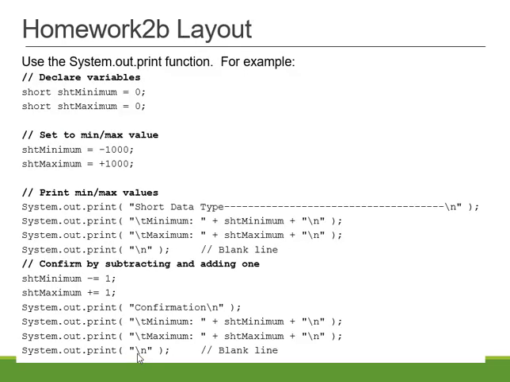So let's look at this example here. You are going to declare your variables. You're going to set a minimum, set a maximum value, and then you're going to do a print of the minimum and maximum values. And notice how I have these lines here. So when we start out, we're going to have the min and max, and then you're going to confirm by adding and subtracting 1. And right here, you're going to print them out.